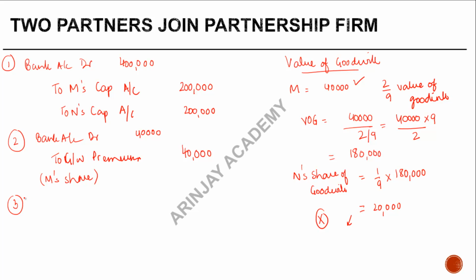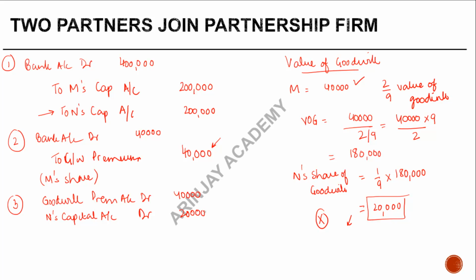The third entry which has to be passed is to transfer the goodwill premium to the partners' capital accounts. So I will pass an entry which will say goodwill premium account debit 40,000. Since N did not bring any cash, there was no credit to the goodwill premium account for him, but he has to anyway pay this 20,000. So what we are going to do is debit his capital account. N's capital account debit 20,000, to.